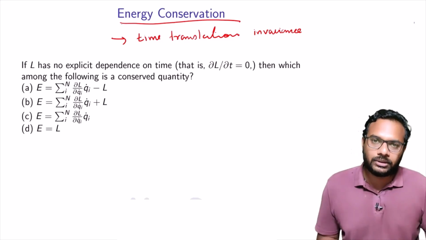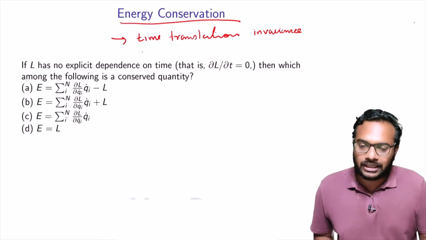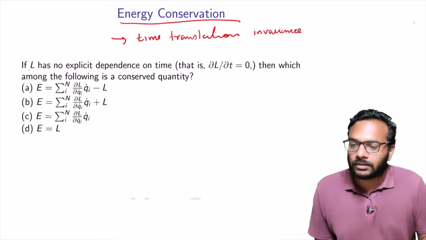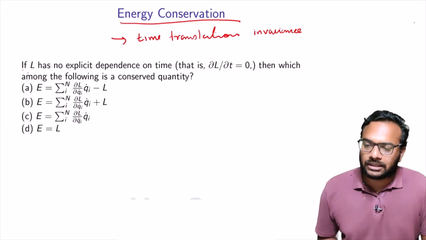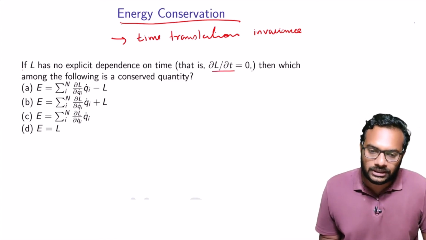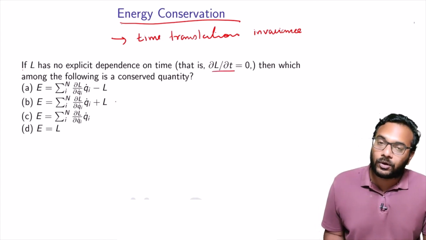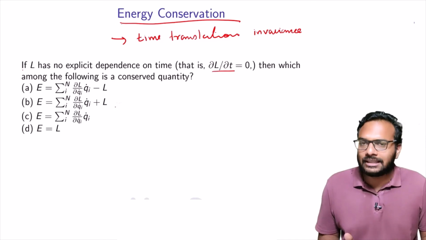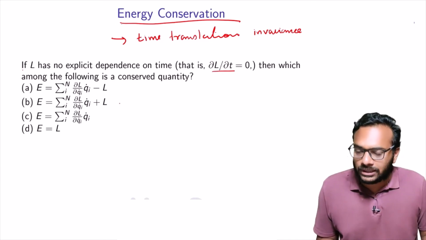So now we are doing it in the Lagrangian dynamics framework. This is the question; we'll start with the question. If L has no explicit dependence on time, that is ∂L/∂t equal to 0, then which among the following is a conserved quantity? We could answer this question if you know it, or we can just try.